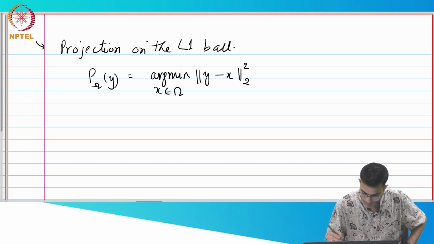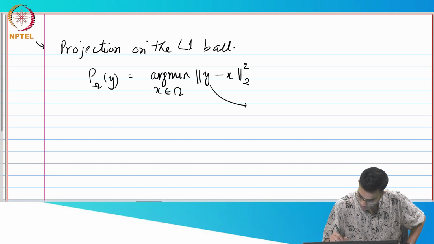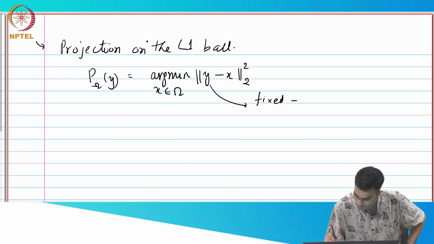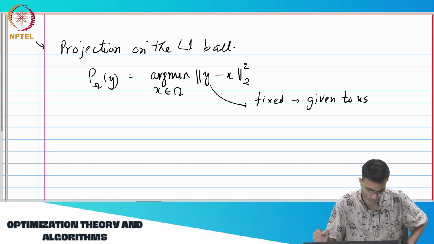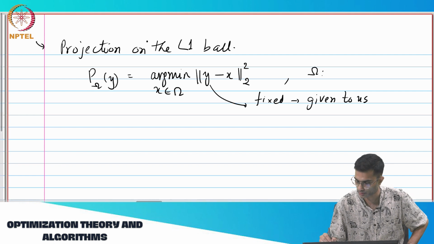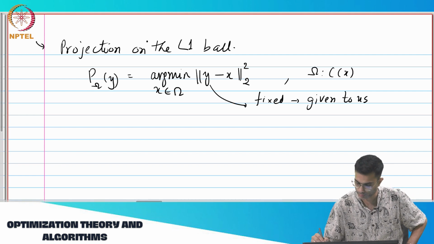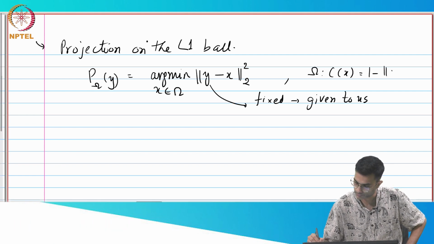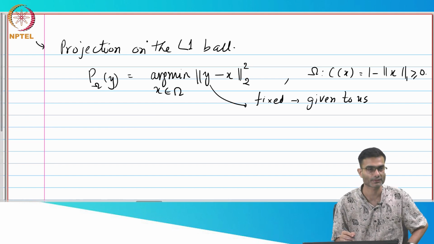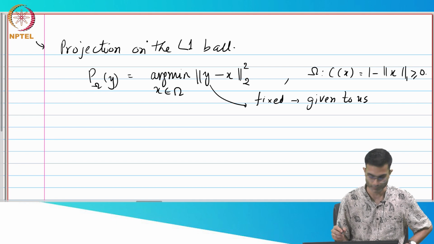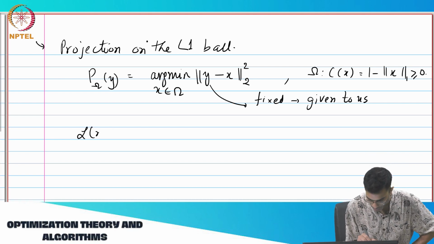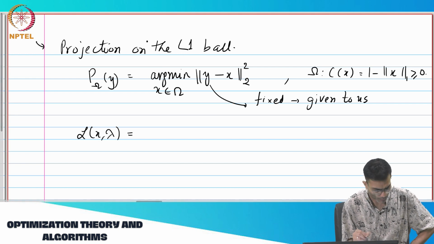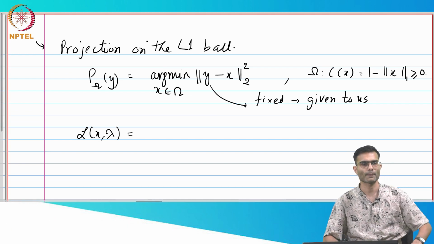Okay. So in this case, y is the point that is fixed, or I can say it's given to us. And that is my constraint C of x, right. I am just rewriting what we have. So Lagrangian of this problem, what is the Lagrangian of this problem?